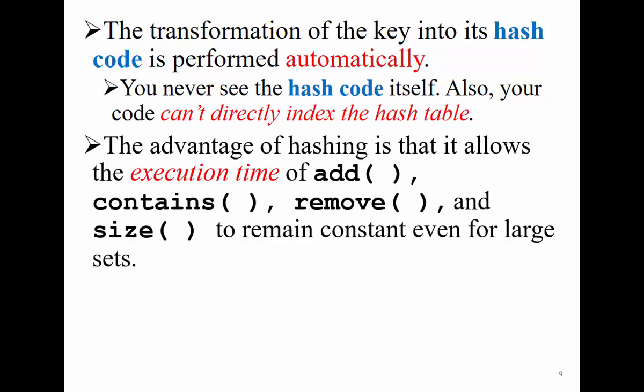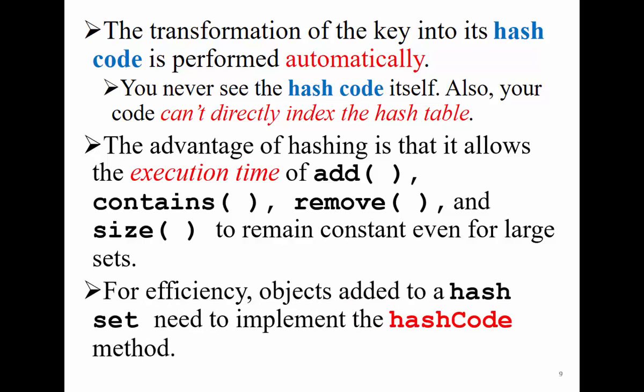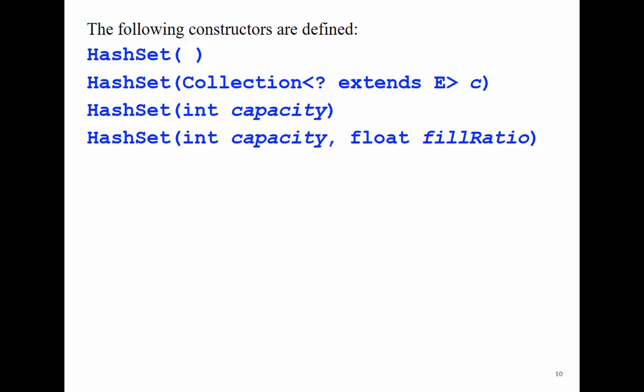Again, you cannot directly access the index of the hash table. You just ask for the object, and the HashSet will transfer this object to the hash code and find it inside the set. And this kind of hashing mechanism will allow us to execute add, contains, remove, and size in constant time. Okay? Again, this is about the object. If you want to add the object to the HashSet, it's good to implement the hashCode method inside your objects.